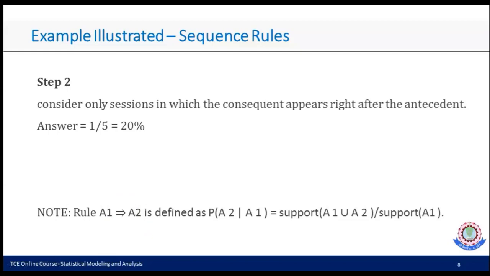So this is the way, this is the possibility in which we can calculate the value of support for sequence rule mining, which is clearly focused on what items appear at different times for a given set of transactions.